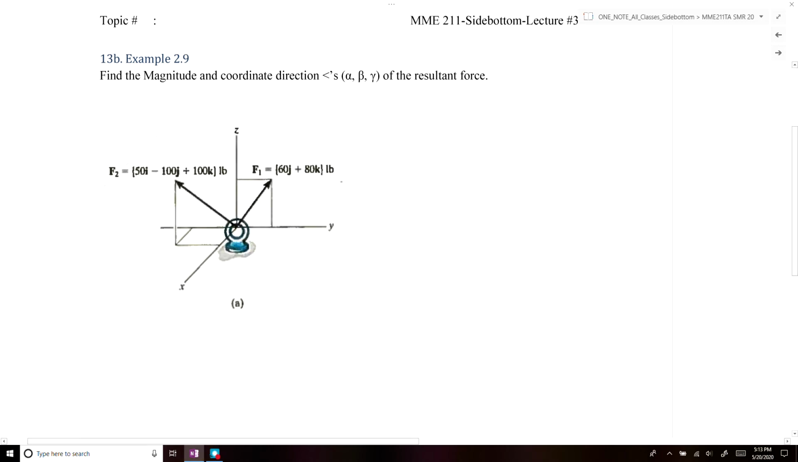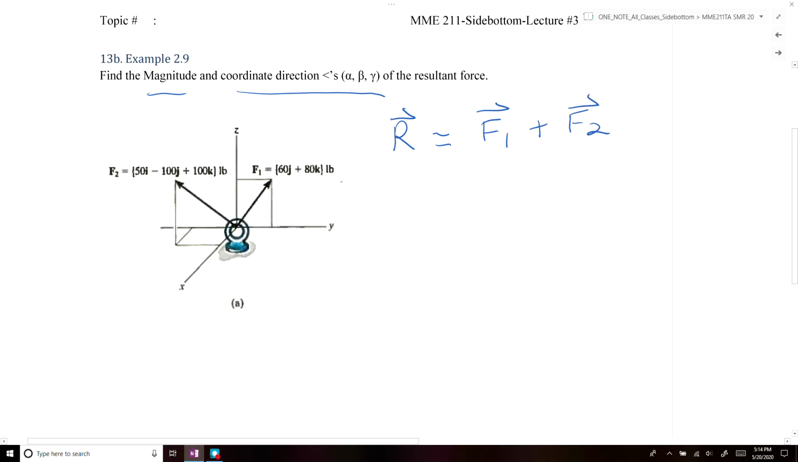Alright, so in this example, we have two forces, force 1 and force 2, that are written in Cartesian form already, and we're asked to determine the magnitude and coordinate direction angles of the resultant force. So the first thing we need to do is define our resultant force. Our resultant force is going to be equal to the sum of all of our forces, so in this case, force 1 plus force 2.